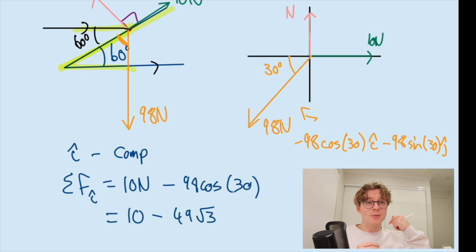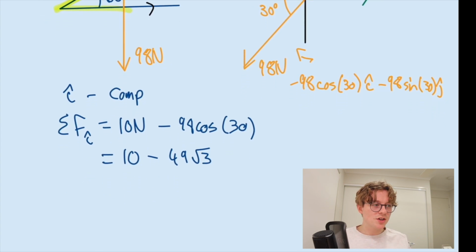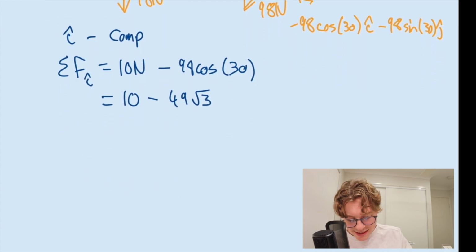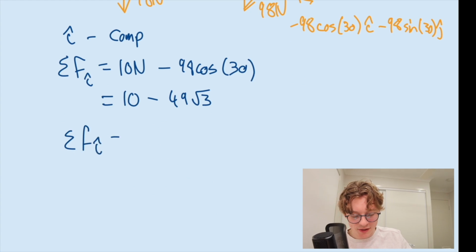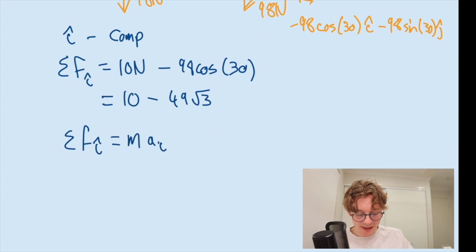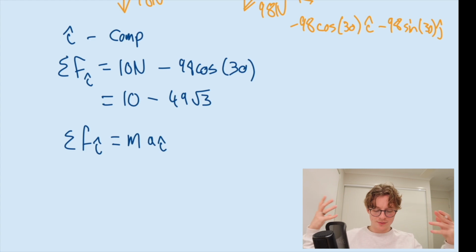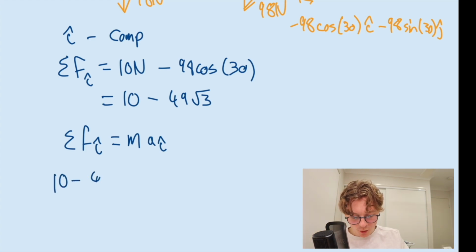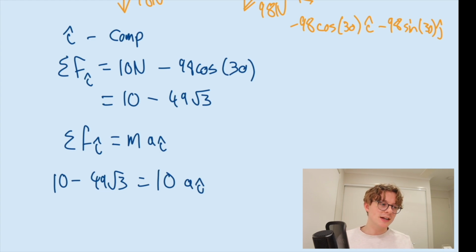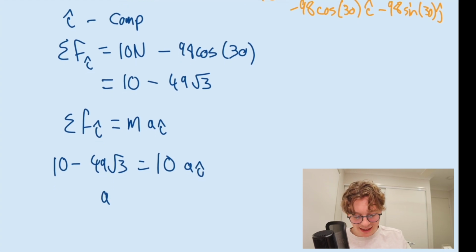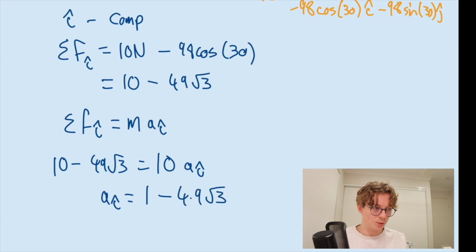So if I want to find the acceleration in the I direction, I'm going to use Newton's second law. The sum of forces in the I direction is equal to the mass times the acceleration in the horizontal or the I direction. So I get 10 minus 49 root 3 is equal to 10a in the I direction. Divide both sides by 10 and I wind up with the horizontal acceleration equal to, well, 10 divided by 10 gives 1, minus 49 divided by 10, which gives 4.9 root 3. I've now found my acceleration. That is part 1 done.